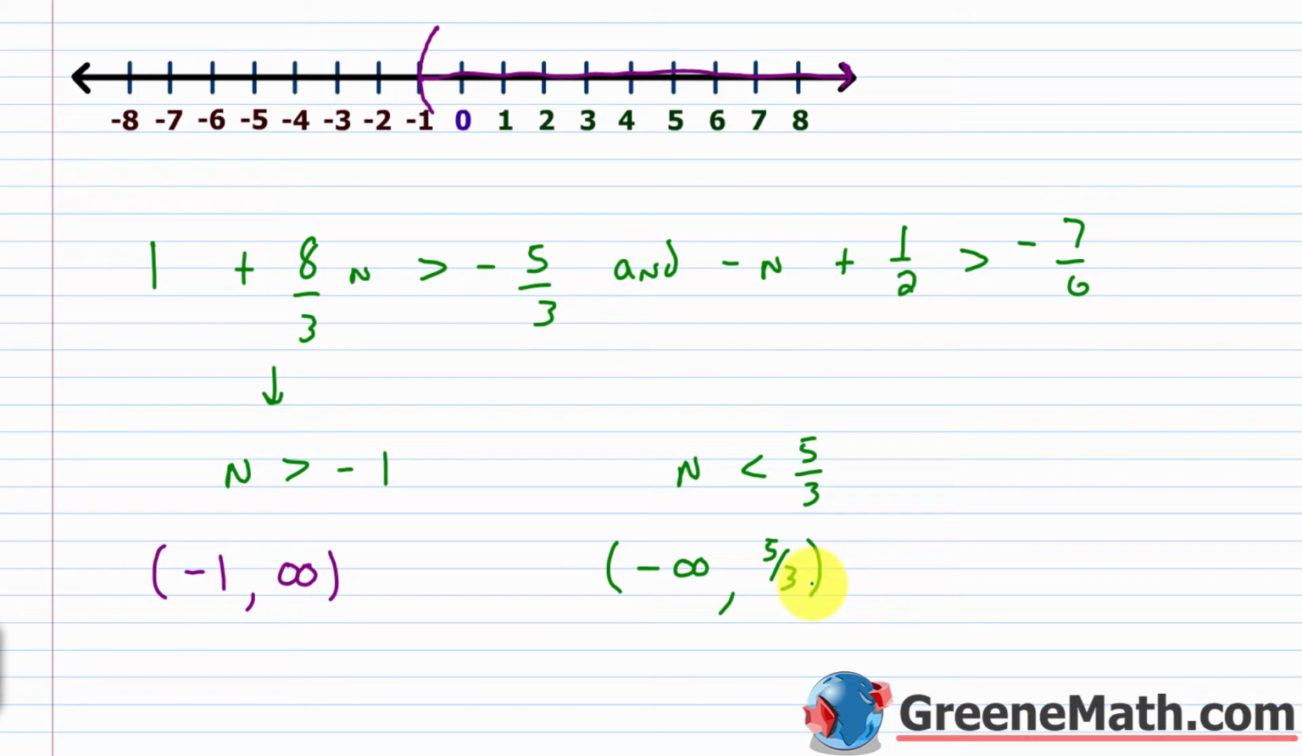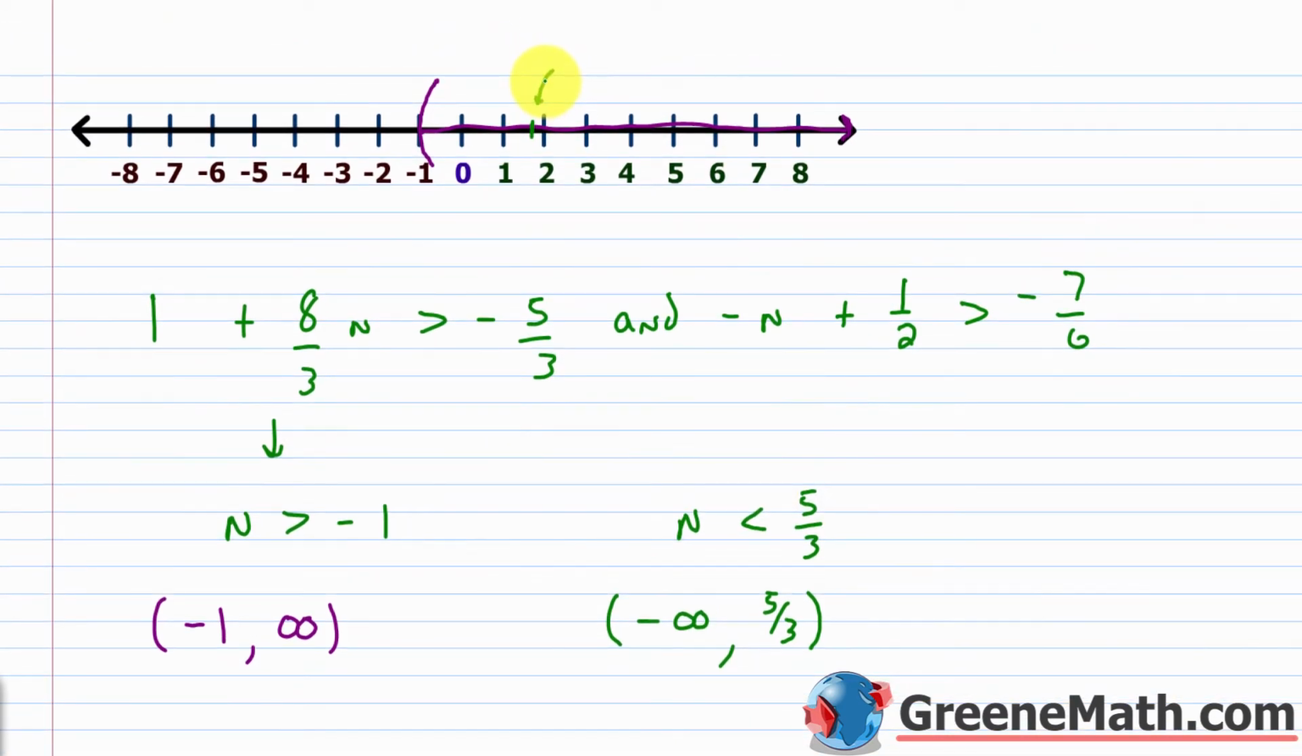So graphically, if I look at this, where's 5/3 at? Well, it's basically 1 2/3. So it's something like right here, let's say. There's no notch for it, but let's create one and say this is 5/3. So what I'd be doing is I'd be placing a parenthesis there facing to the left. Okay, and then I would shade everything going this way. It's easy to see graphically what the intersection would be. It would not include negative 1. It would not include 5/3, but it would include everything in between.